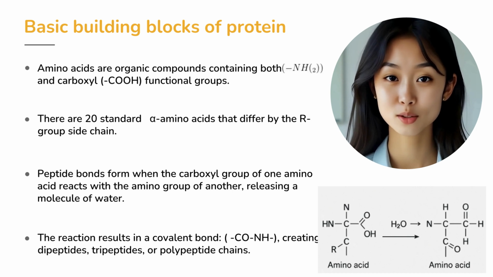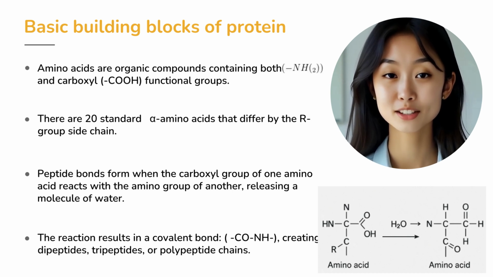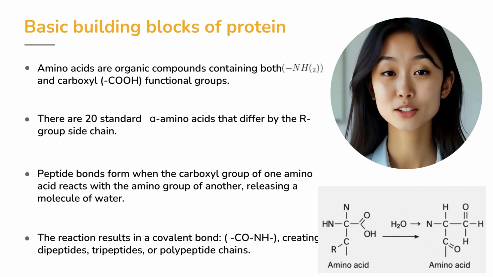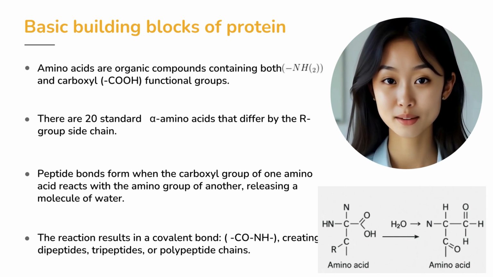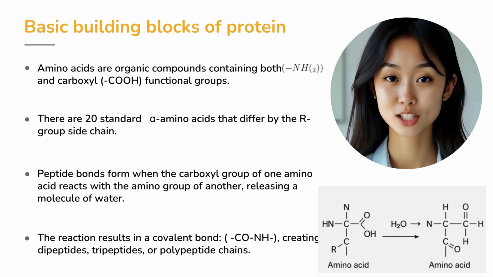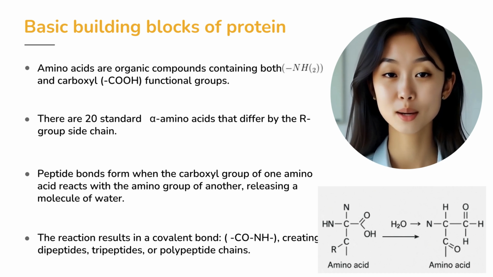Now, here's the chemistry magic. When the carboxyl group of one amino acid meets the amino group of another one, they join hands by forming a peptide bond and release a molecule of water in the process. This peptide bond is a strong covalent link, specifically a -CO-NH- connection that ties amino acids into chains called dipeptides, tripeptides, or, for the big guys, polypeptide chains.